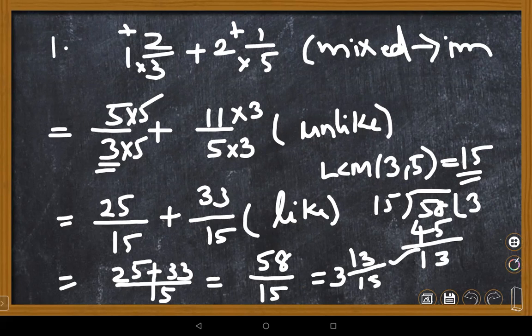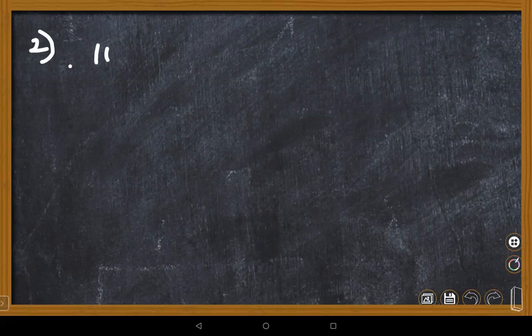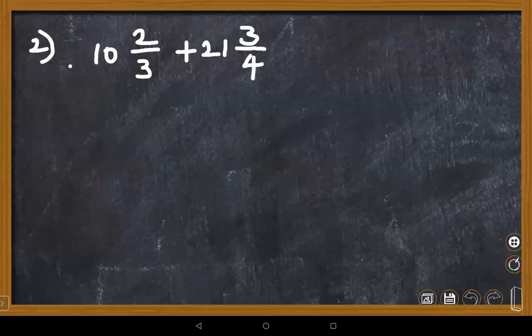What is the second bit I gave as homework for you? Yes, ma'am. Wait a second. 10 2 by 3, right? Yes, wait a second, ma'am. I think so. 10 2 by 3. Ma'am, it's 10 2 by 3 plus 21 3 by 4. Come on, Daksh, this is your task. Please start doing it, Daksh. Yeah, okay, ma'am.